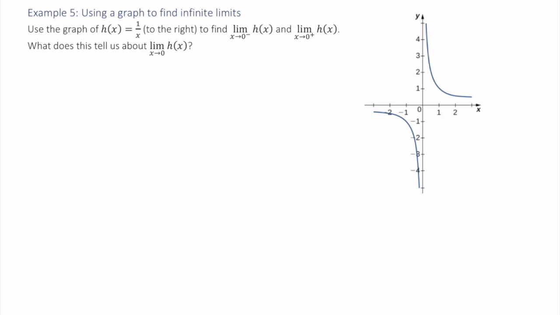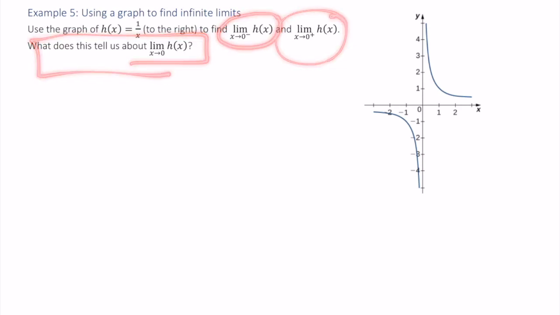So here is the graph of 1 over x. We want to find the limit as x approaches 0 from both the left and from the right of this function, and then describe what happens, or what does that tell us about the limit as x approaches 0.